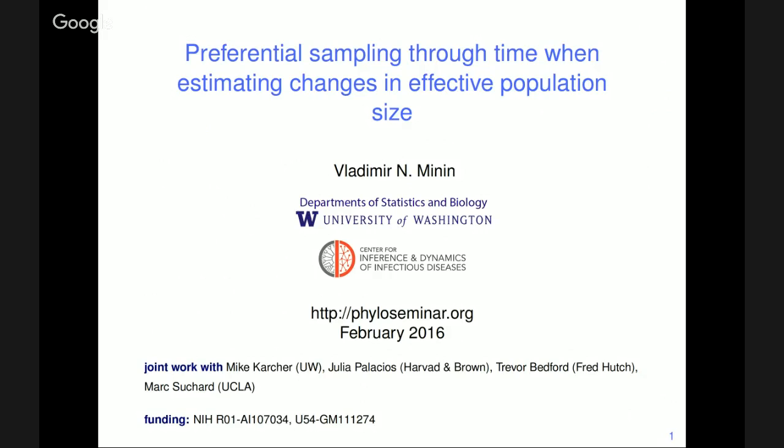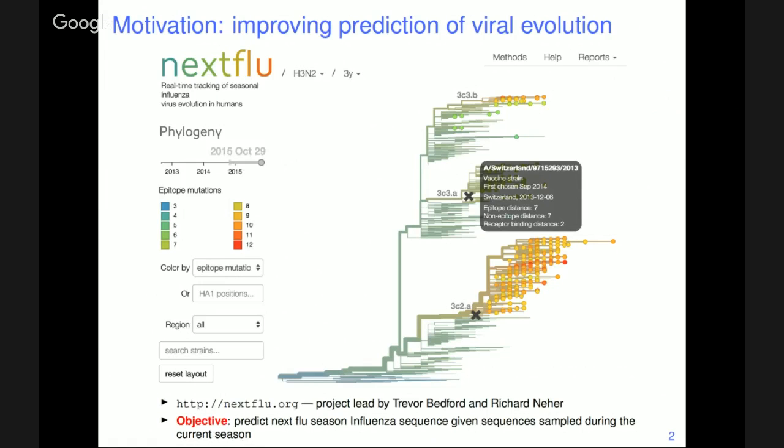All right, so let me start by just motivating this work. I'm not going to be talking about this next flu project, which really has nothing to do with it, but it's Trevor's baby and Richard Neher's baby. But I would like to show this slide to show where we want this to go eventually. All of us, as a field, would like to be able to predict evolution, for example, of infectious disease agents in order to take some action. In the case of flu, maybe we would like to develop better vaccines, understanding how the influenza sequences are evolving during the current flu season in order to understand how to deal with them when the next season comes.